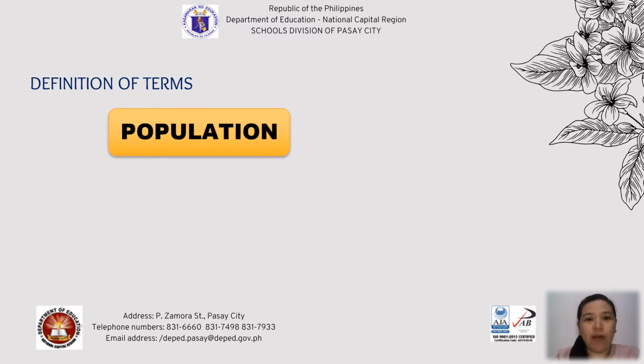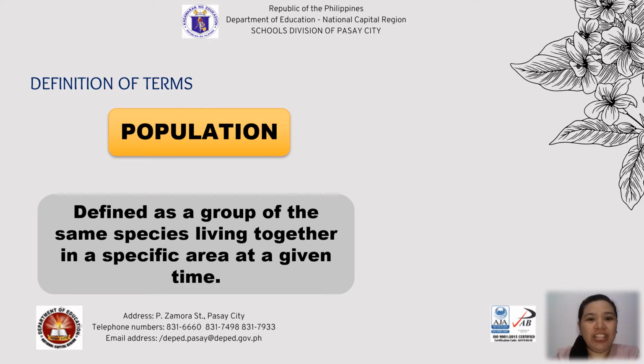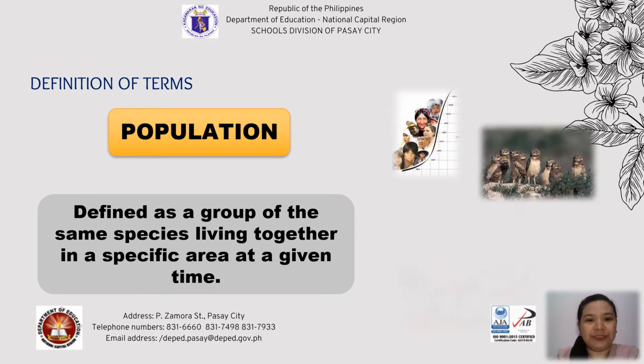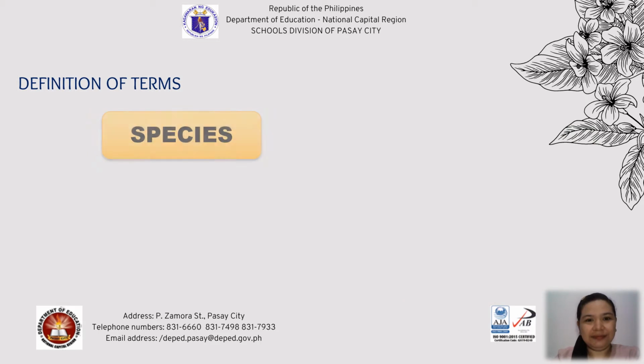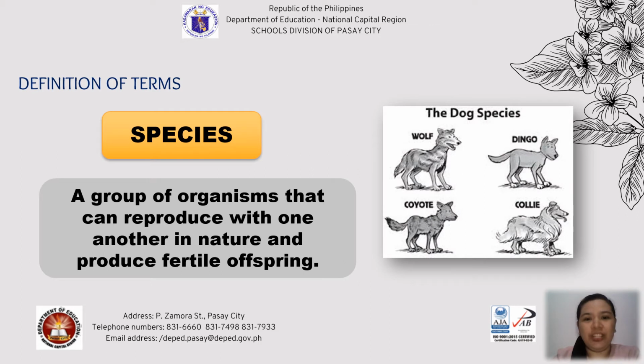Let us have our definition of terms. Population. Population is defined as a group of the same species living together in a specific area at a given time. Here are the samples of population. Species. A group of organisms that can reproduce with one another in nature and produce fertile offspring. We have here the different species of the dog.